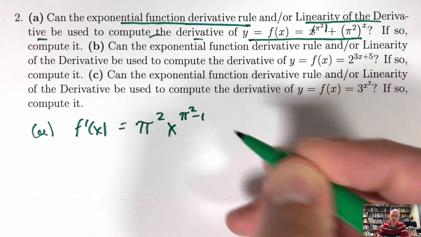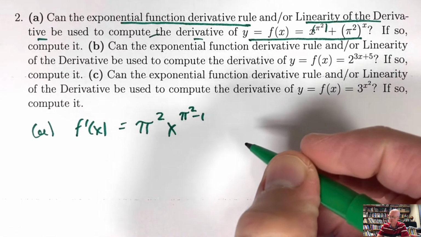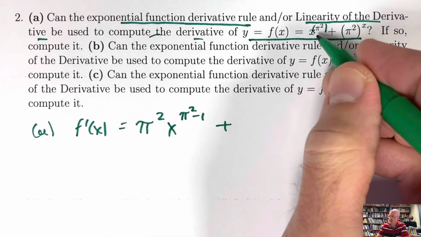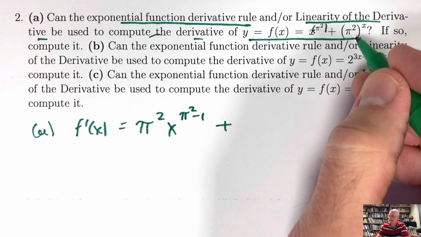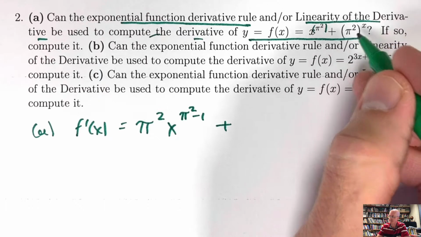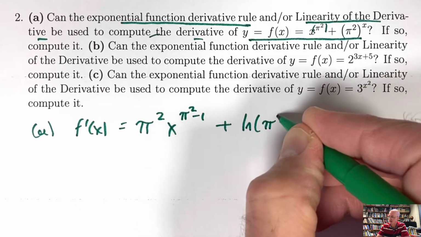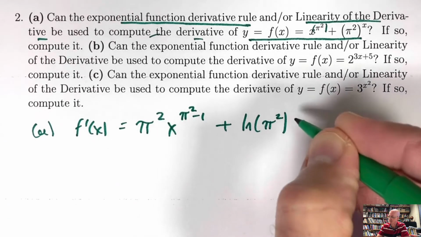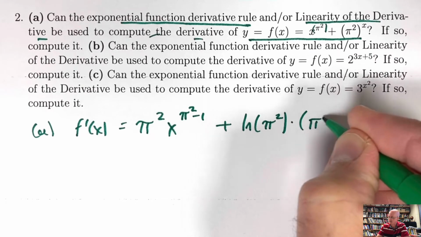Now you could go ahead and use your calculator to approximate pi squared. That's kind of beside the point, but if that makes you feel better, you certainly could do so. That's the derivative of this first term, x to the pi squared power. And yes, this is an exponential function right there. Base is pi squared. So by what we just derived, it's natural log of the base, which is natural log of pi squared, times b to the x, pi squared to the x.